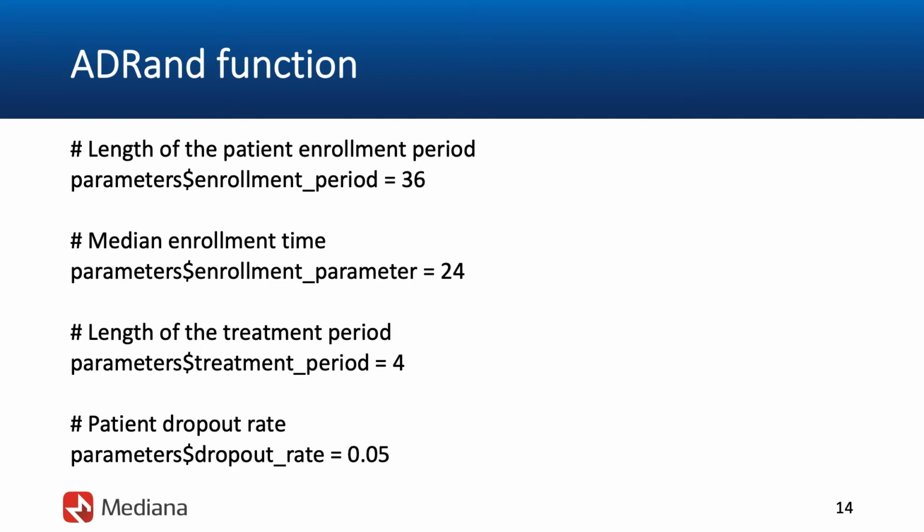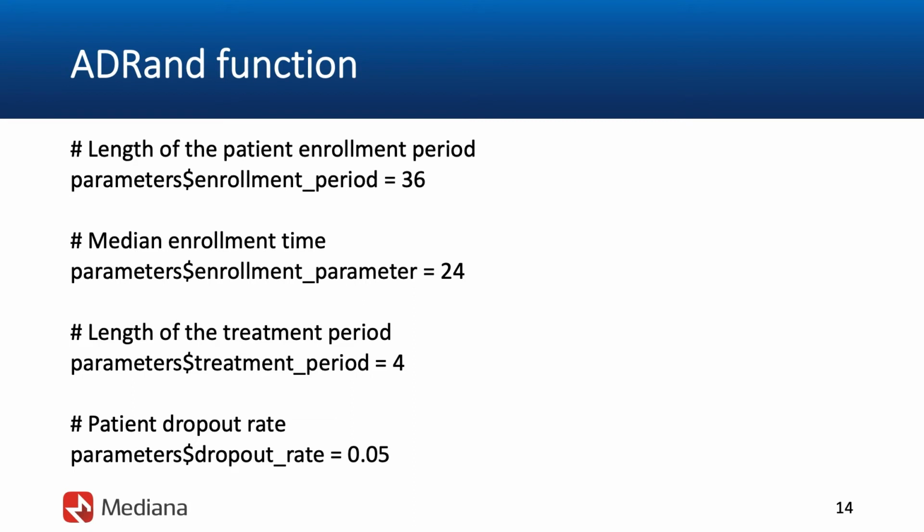What's important to remember here is that the same time unit needs to be used across all of the function parameters, across all of the specifications. In this case, the time unit would be weeks. That would be how we measure the length of the treatment period in this case study. That's a 4-week treatment period. Likewise, when we define the length of the patient enrollment period, this will be a 36-week enrollment period.